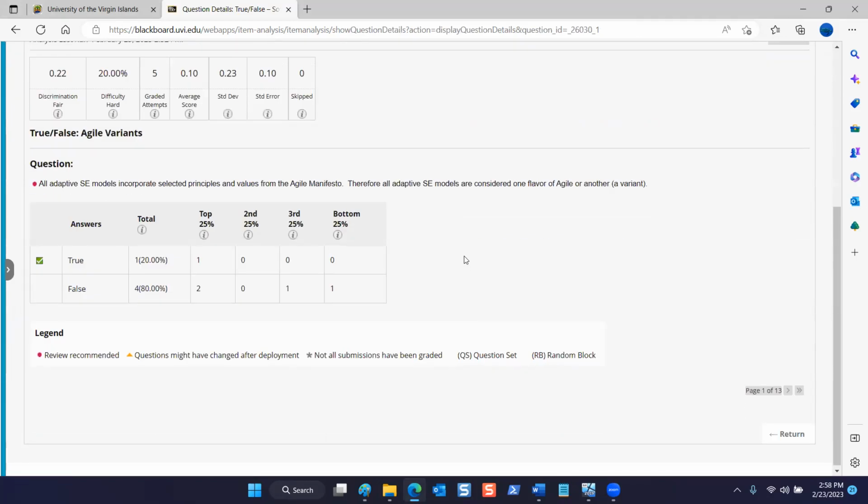So, true, false. All adaptive SE models incorporate selected principles and values from the Agile Manifesto. Therefore, all adaptive SE models are considered one flavor of Agile or another, a variant. That answer is true.